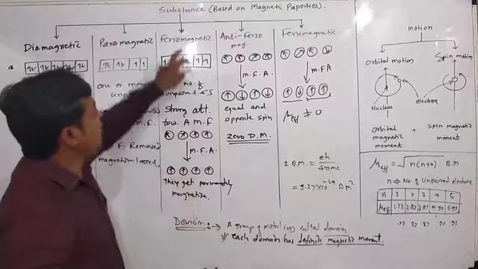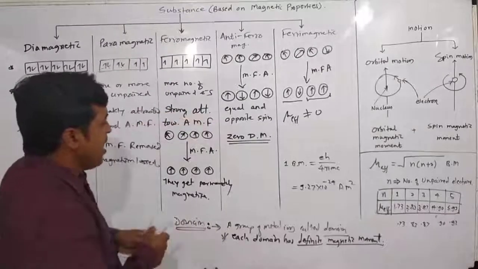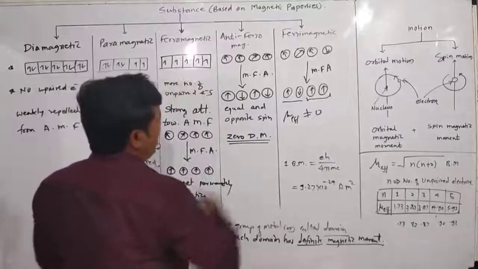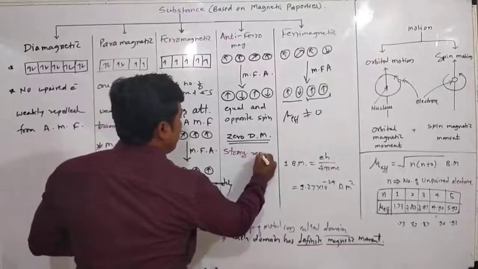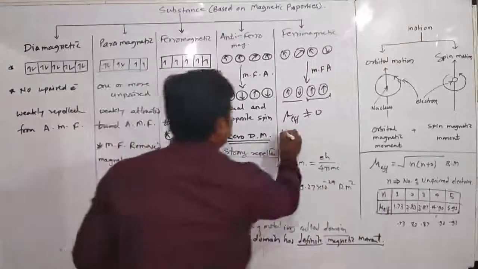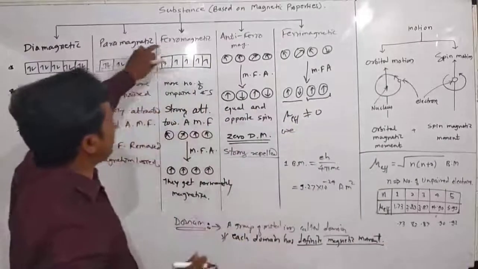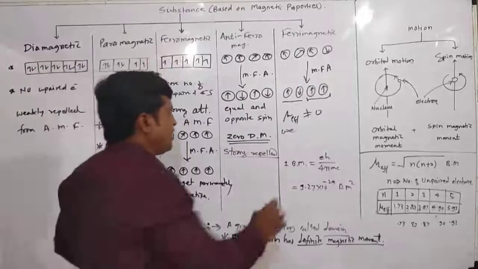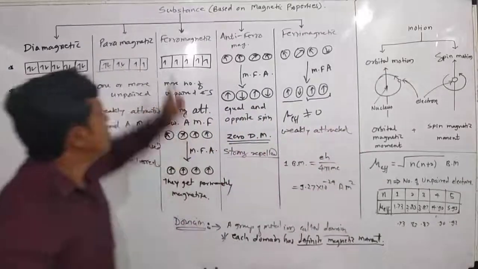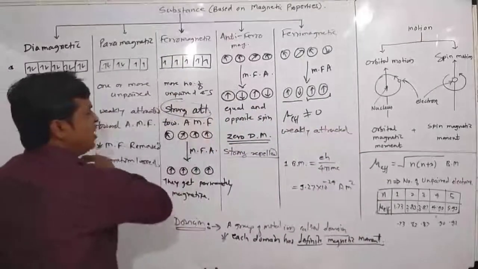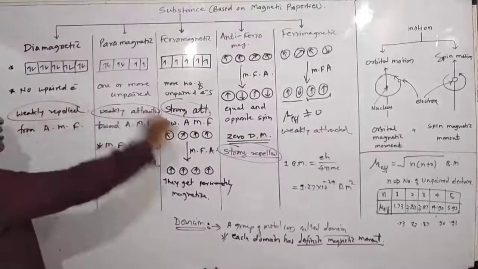Now when a magnetic field is applied, a ferromagnetic substance is strongly attracted. An antiferromagnetic substance is strongly repelled from the magnetic field. And for ferrimagnetic, mu is not equal to 0. It has some net dipole moment, but less than a ferromagnetic substance. So we can say it is weakly attracted compared to a ferromagnetic substance. So ferromagnetic is strongly attracted, diamagnetic is strongly repelled, ferrimagnetic is weakly attracted and weakly repelled.